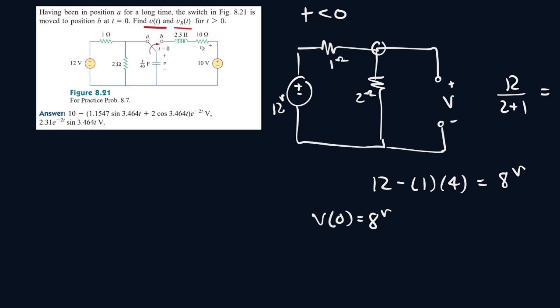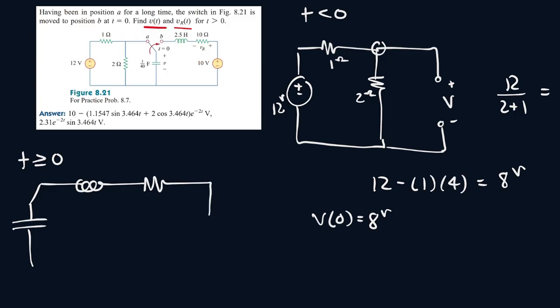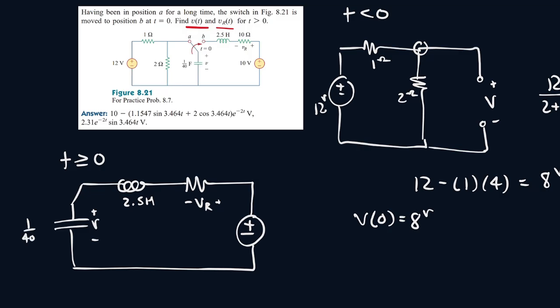Now let's view the circuit when t is greater than or equal to 0. So when t is 0, we flip the switch to point B. So our circuit now looks like the following. So this is minus VR. This is 2.5 henries. This is 1 over 40 farads. And this is 10 volts.